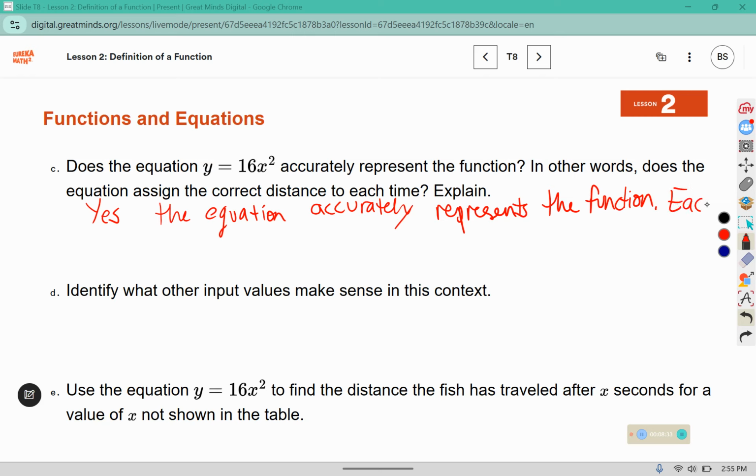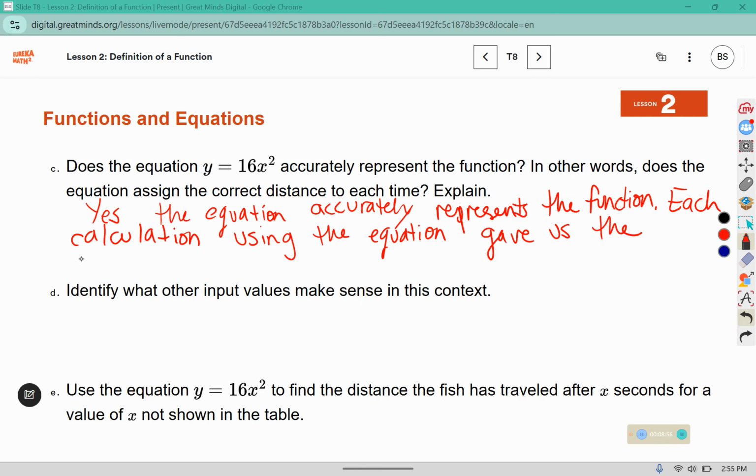Each calculation using the equation gave us the correct output for each time that we input.